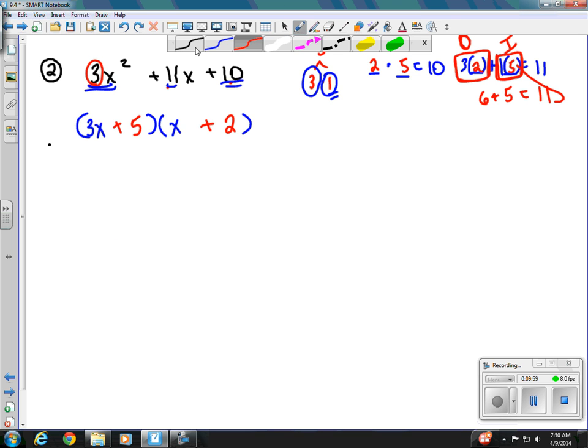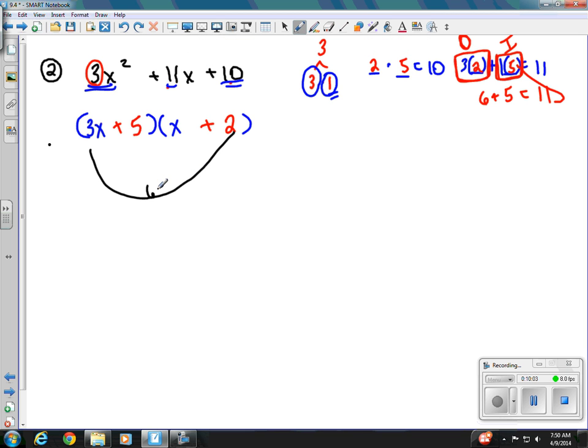Now to check it to make sure we're good, we have 3x times 2, which is 6x. And 5 times x is 5x. 5x plus 6x is 11x. That's the same thing as my middle up there. So we're good. We check. And our answer is 3x plus 5 times x plus 2.